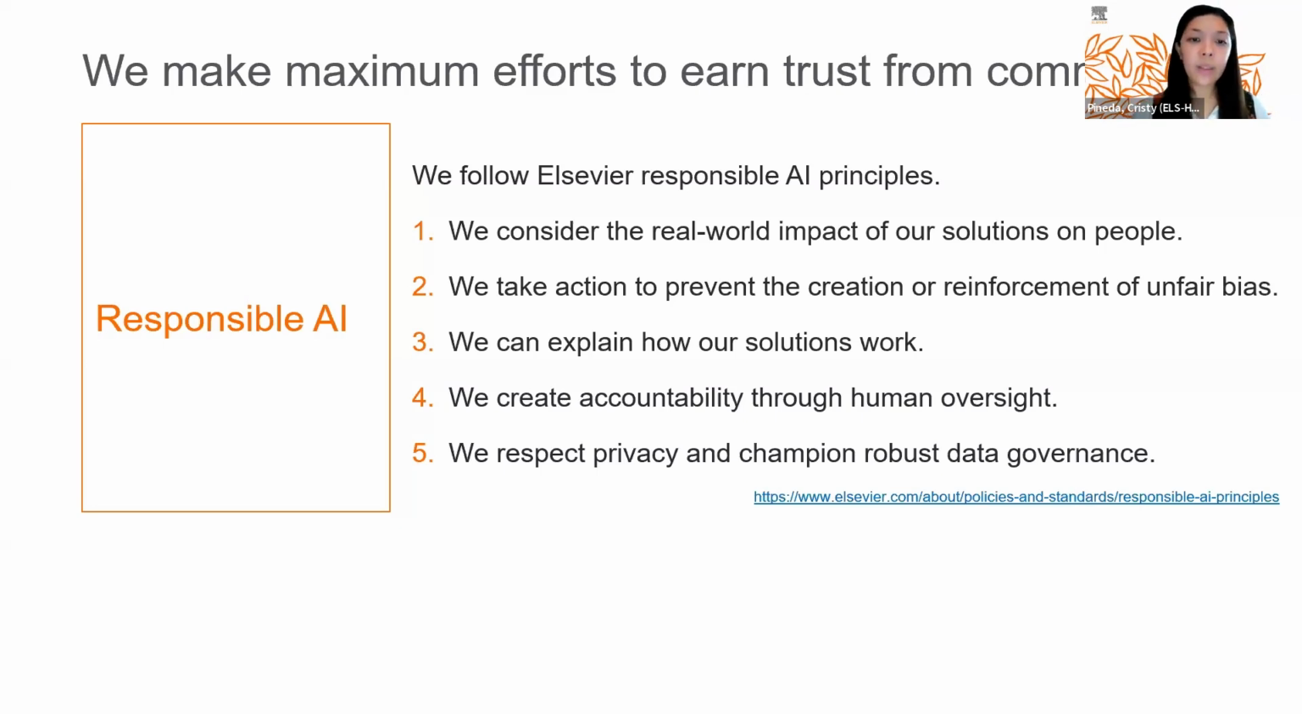Next, we create accountability through human oversight. Because we have a Scopus board that oversees the contents that goes into Scopus, which is regularly being reviewed and analyzed. And those that are, or rather journals that are not active or predatory, we remove them from the list. Okay. We respect privacy and champion robust data governance. We do not store any of your personal information or even your searches on Scopus AI to make sure that the contents or the searches that you do remains private.